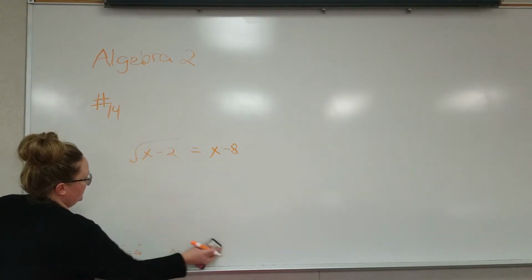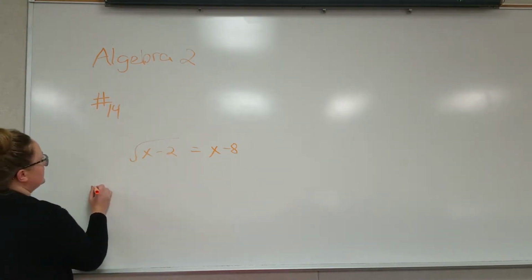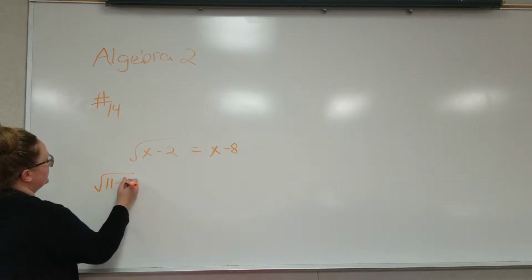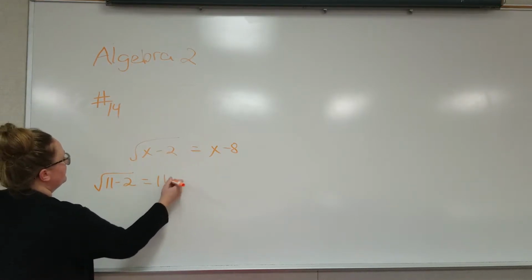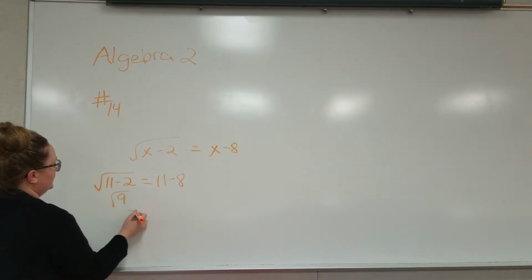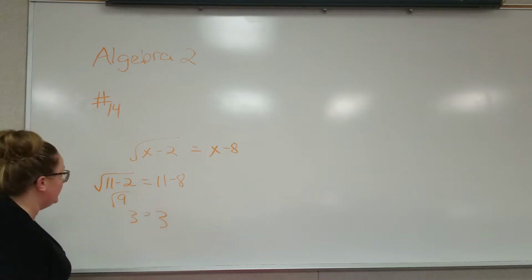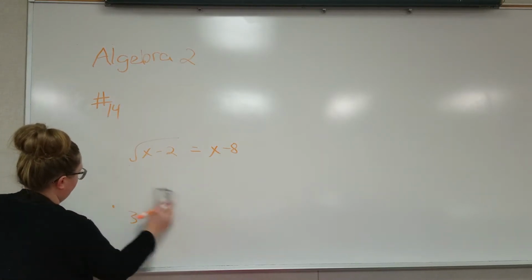So it was 6 and 11. We'll start with 11. Where x is, we're going to put 11. So this is going to say the square root of 11 minus 2 is equal to 11 minus 8. So 11 minus 2 is 9, and the square root of 9 is 3, and 11 minus 8 is 3. So 11 is the correct answer for this problem.